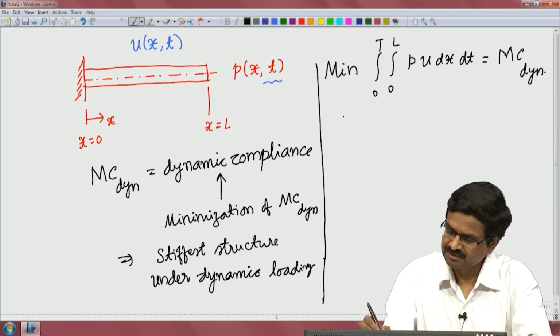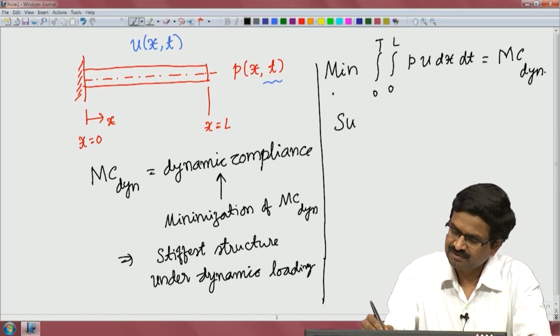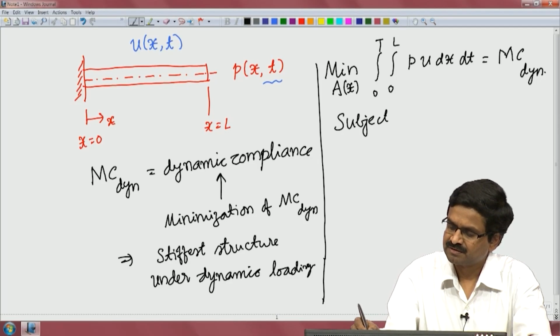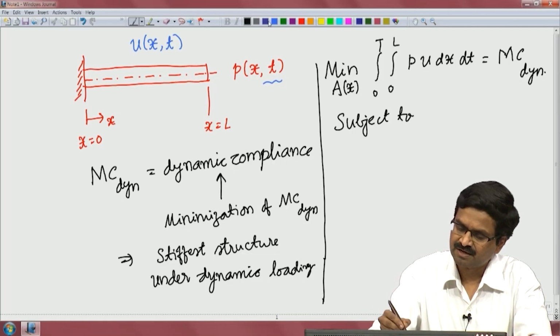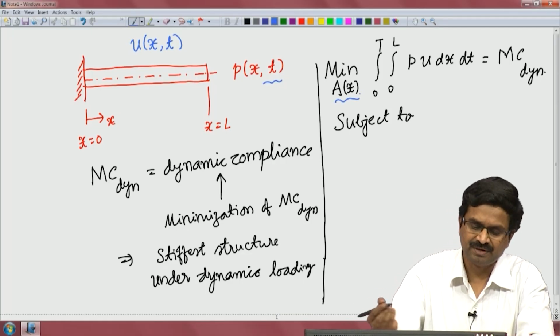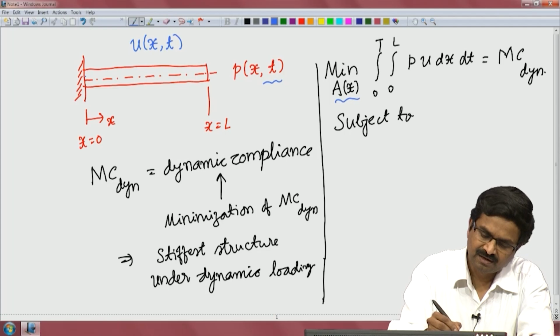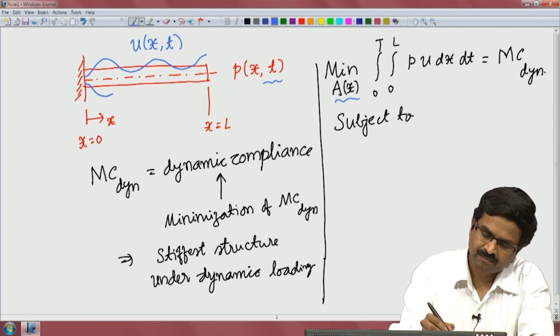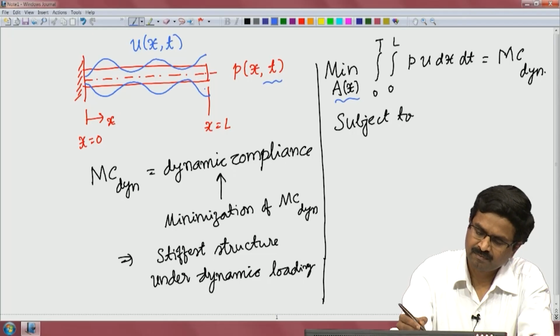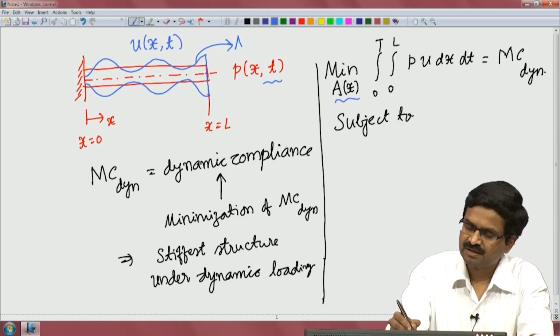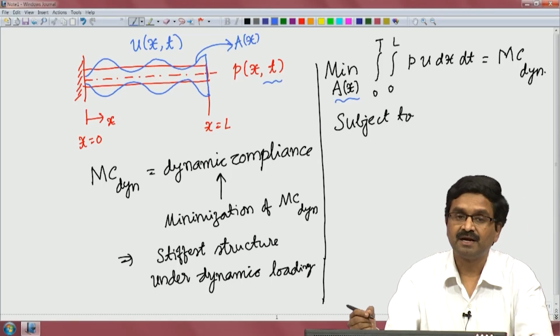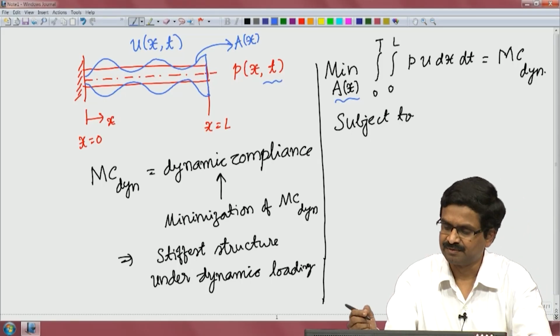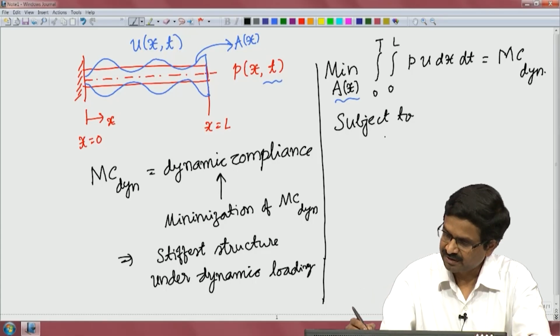Okay. We would like to do this subject to, and what is our variable? It is A of x. We will write the constraint. First, let us discuss what this A of x is that we have been using. That will be the cross section profile of the beam. That change in A of x, the changing area, is our design variable or optimization variable. Okay. Now, we have to write the constraints.